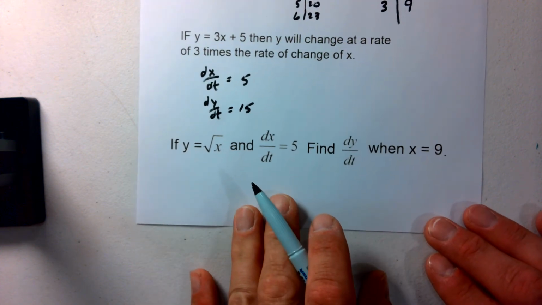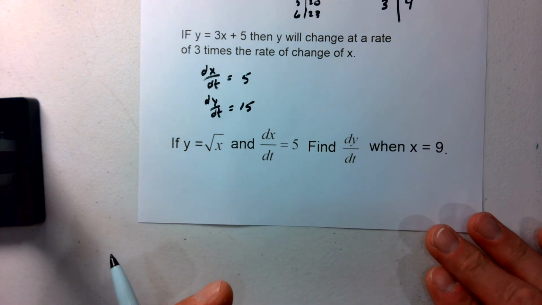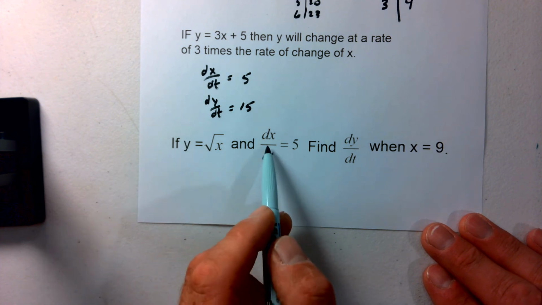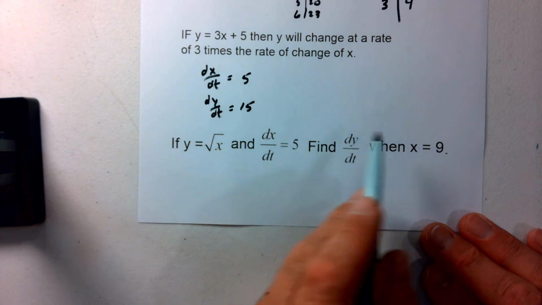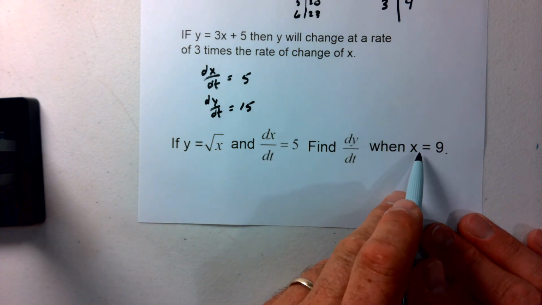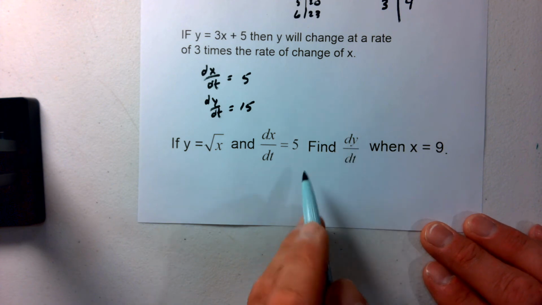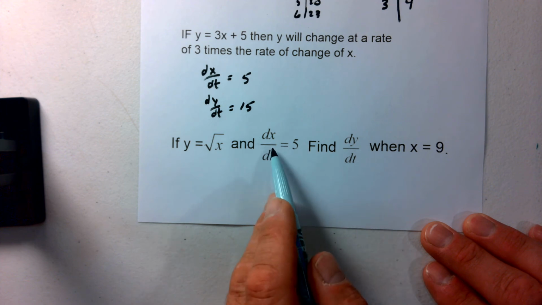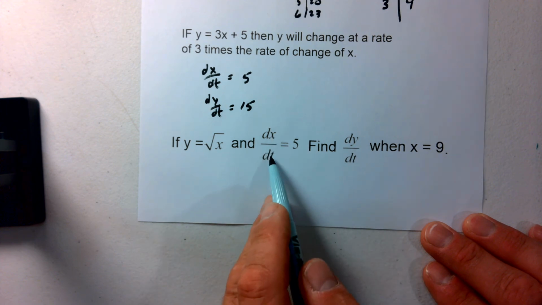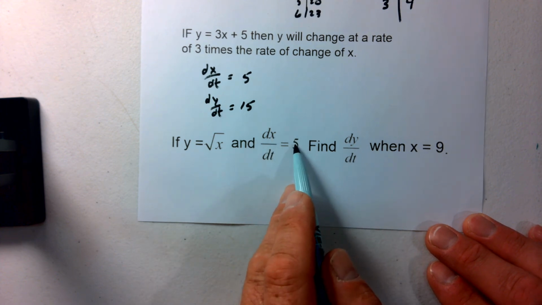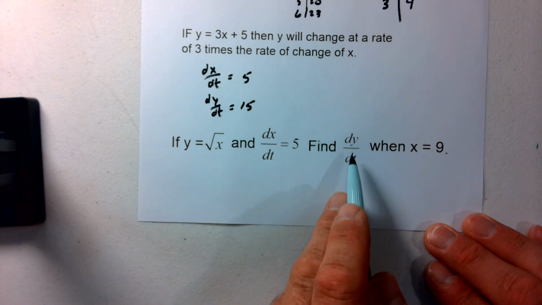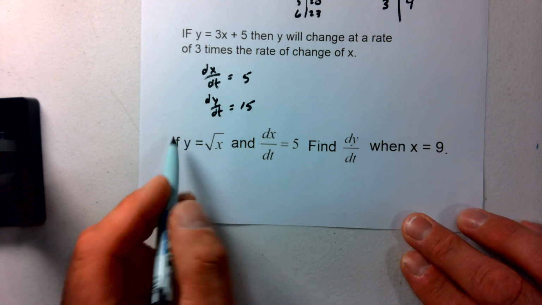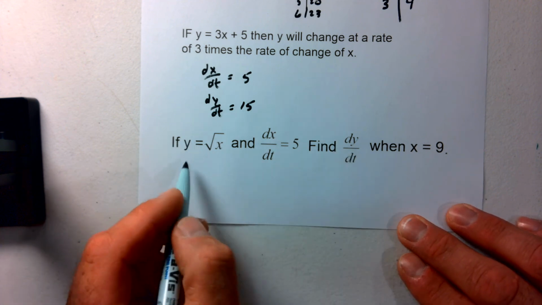So what we're going to ask you to do today, we're going to keep it fairly simple. We're going to give you a function or an equation, tell you some information about it, and ask you to find something else about it. So here, we're giving you the relation y equals the square root of x. We're giving you dx/dt, so x is changing with respect to time at a rate of 5. We want to find dy/dt when x equals 9. So let's go ahead and find dy/dt.